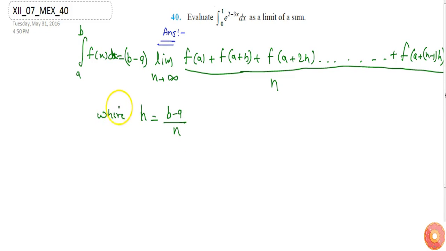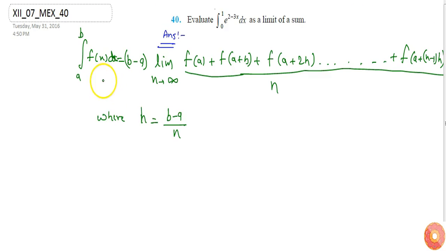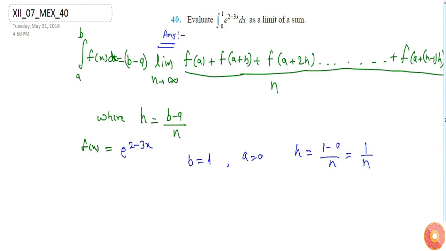So in the question, if I compare with the question, f(x) is e power 2 minus 3x, b is 1 and a is 0, and h will be b minus a, so 1 minus 0 by n, or I can say h equals 1 by n.